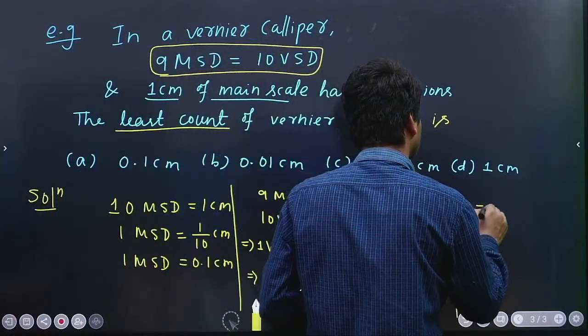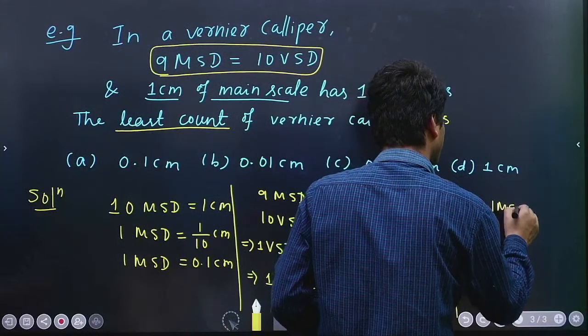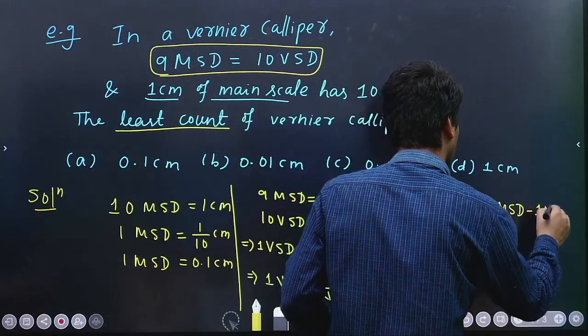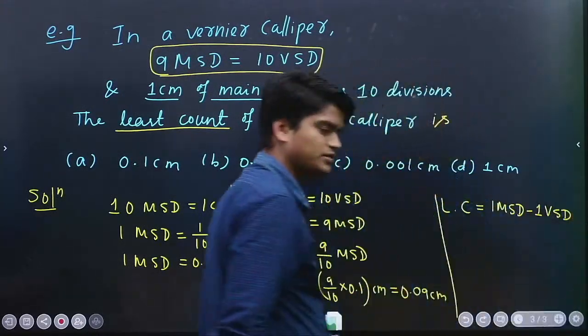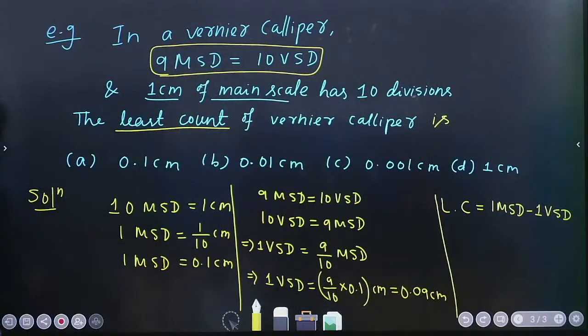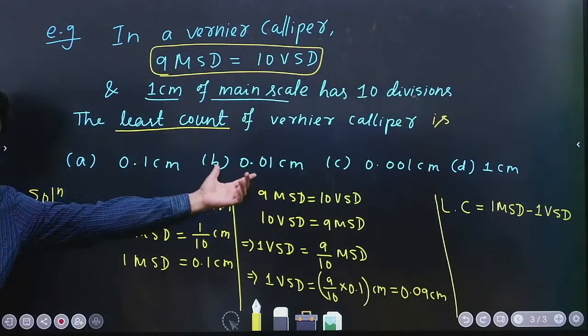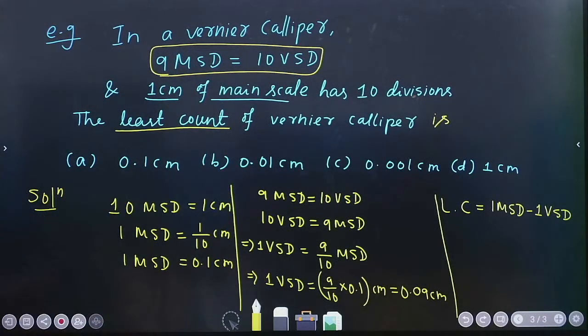Now tell me, what is the least count formula? Least count equals 1 MSD minus 1 VSD. Always your aim should be to calculate 1 main scale division how much and 1 vernier scale division how much. That difference will give you least count. So this vernier is designed in that way so that the answer will be 0.01 centimeter, which is less than 1 millimeter, right? So less than 1 millimeter you can measure.